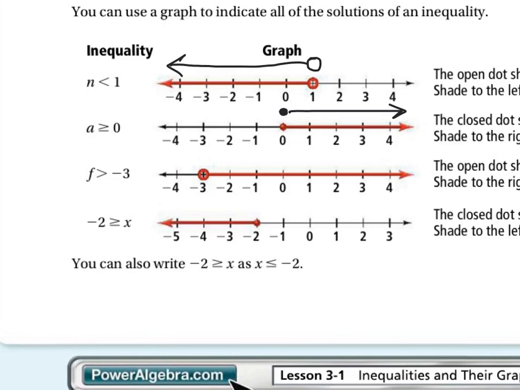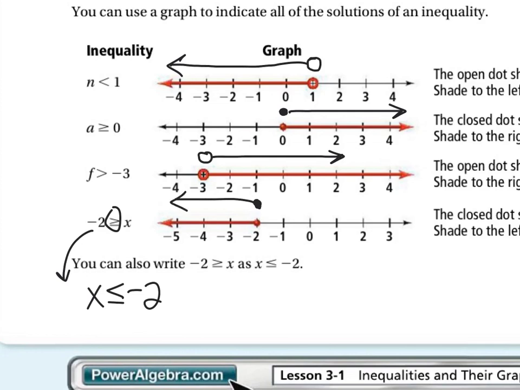F is greater than -3. Just greater than would be an open circle. Numbers greater than -3 would be to the right. The last one, I would recommend that you switch that around and make the variable be on the left side. If you look at this sign, it opens towards the -2. When we switch it, it's still going to open towards the -2. So that's the same as x is less than or equal to -2. Or equal to, we're going to put a closed circle there at -2. Numbers that are less than that are going to go to the left.